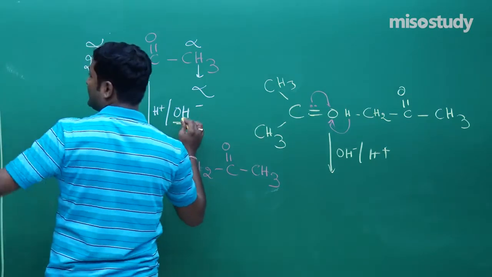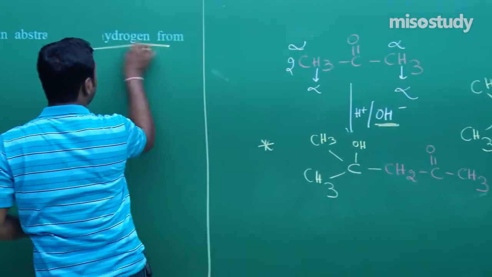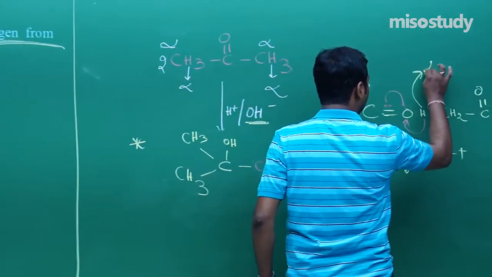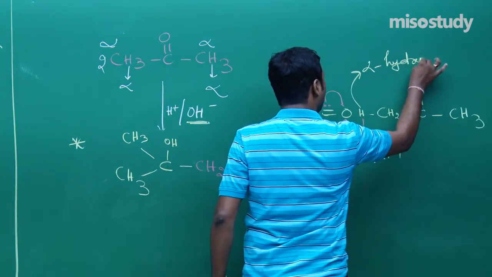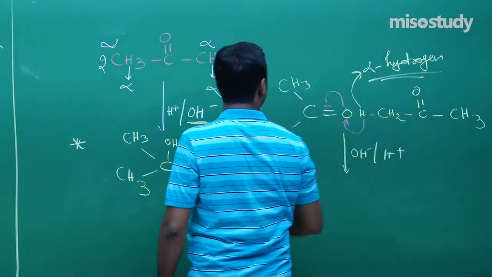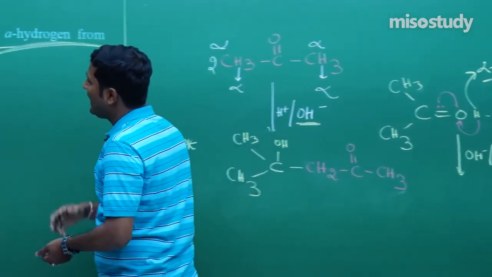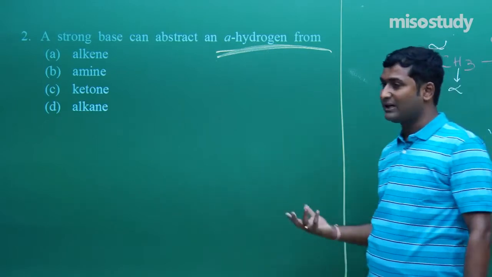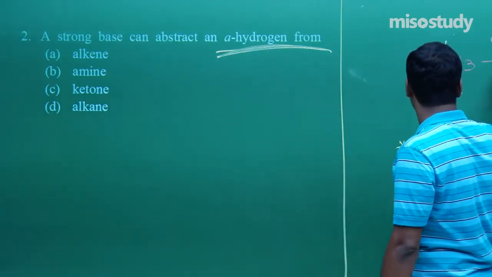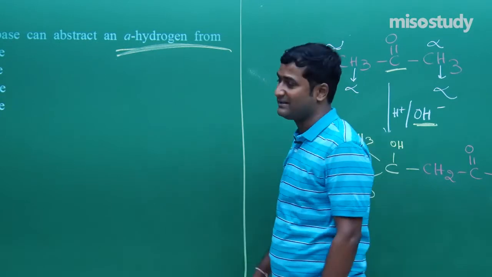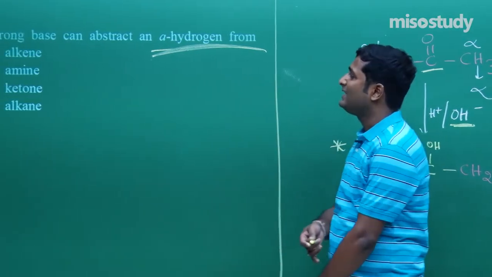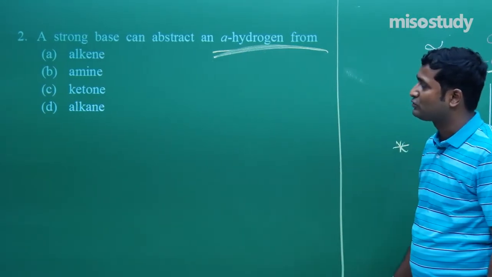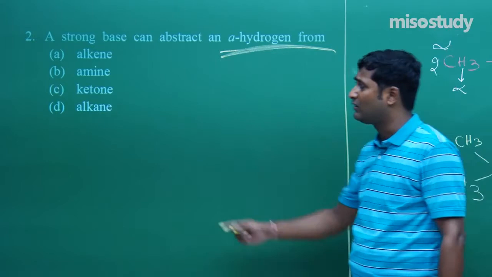This is a base. Presence of a strong base can abstract an alpha hydrogen from ketone. This hydrogen is alpha hydrogen. There are many more reactions. So we can say a strong base. We know that the carbonyl carbon is an electron deficient species. So in this case, if there is a presence of base, then ketones lose an alpha hydrogen. So a strong base can abstract an alpha hydrogen from ketone.